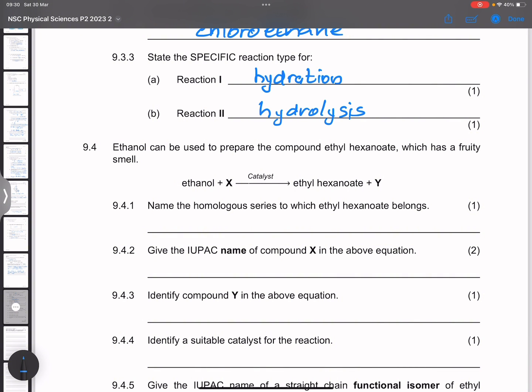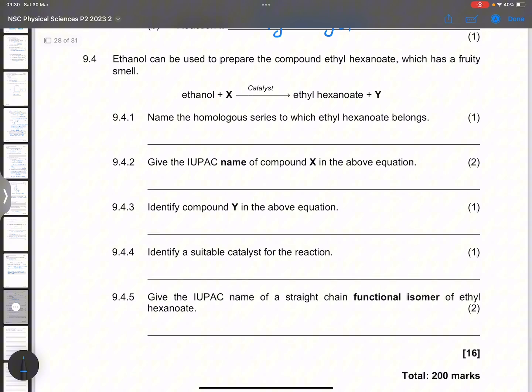Again, if you do not understand this portion, I think you might want to visit my videos on organic chemistry. Right, now they say to us ethanol can be used to prepare the compound ethyl hexanoate. So in this case, remember, we would have taken ethanol here and the carboxylic acid would be hexanoic acid to form that. And they say which has a fruity smell. That's the characteristic of esters. They say name the homologous series to which ethyl hexanoate belongs. We've just specified that. That belongs under esters.